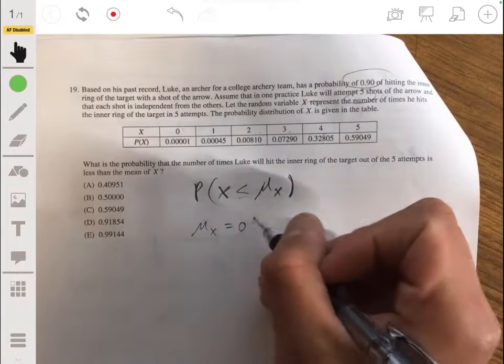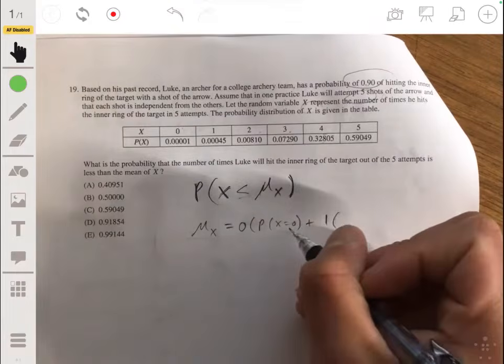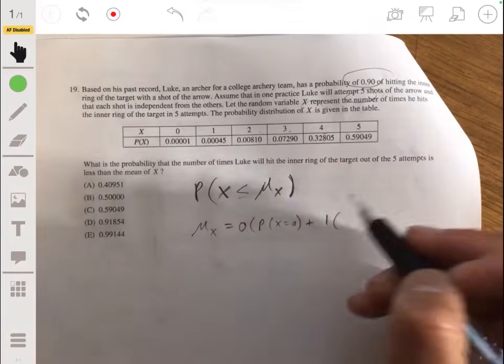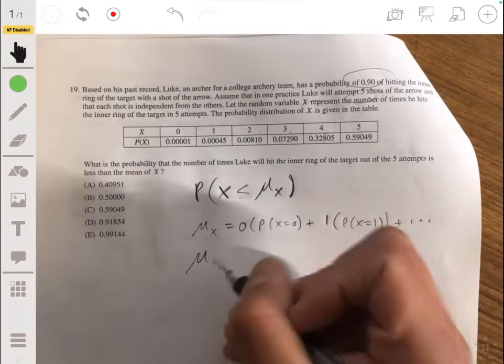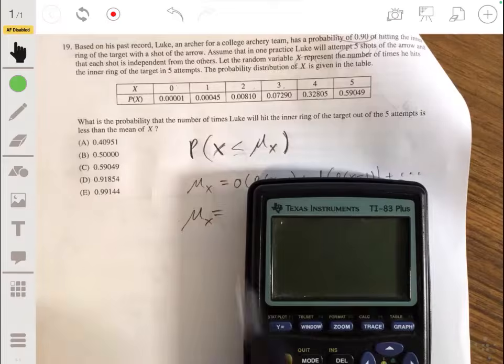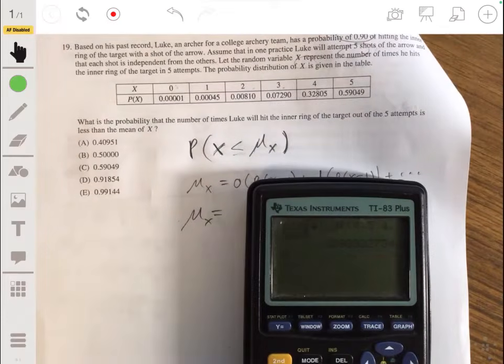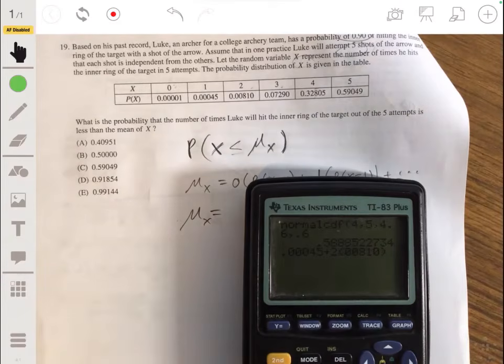So it would look like 0 times the probability that x is 0, plus 1 times the probability that x is 1, and so forth. Anyways, let's just use our calculator to save our tedious work. So 0 times that, that's just 0, so we don't have to enter that. 1 times that, 0.00045, plus 2 times 0.00810. What is going on with my calculator?